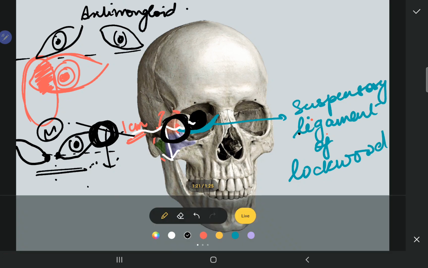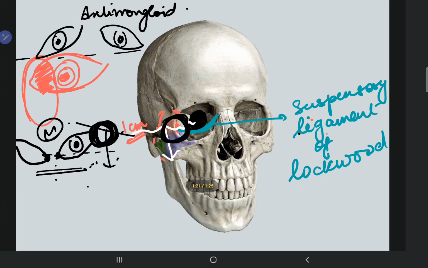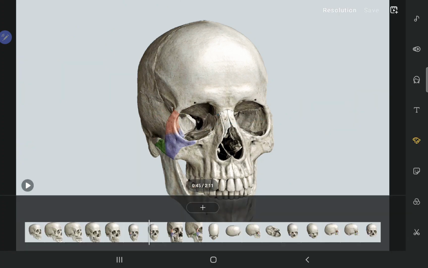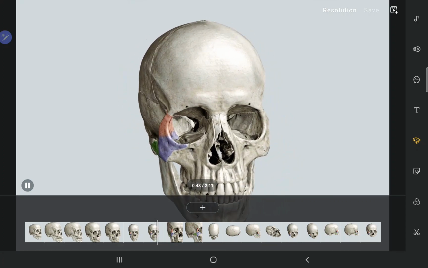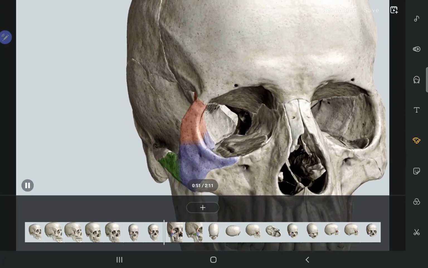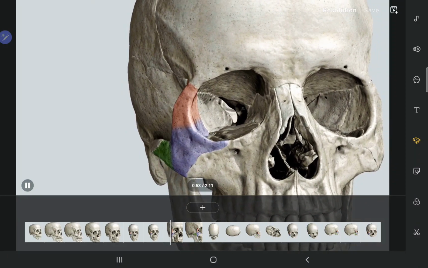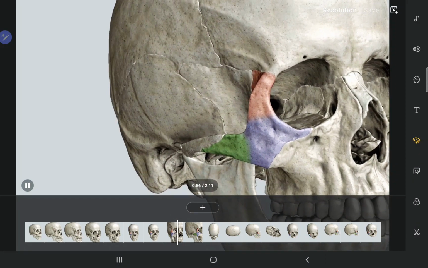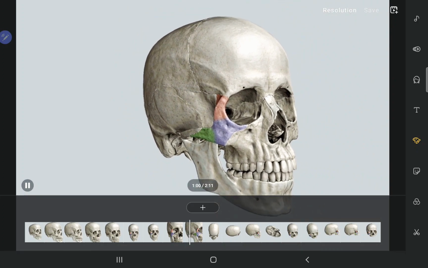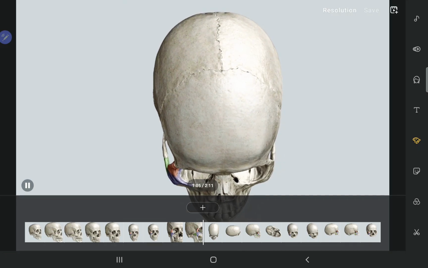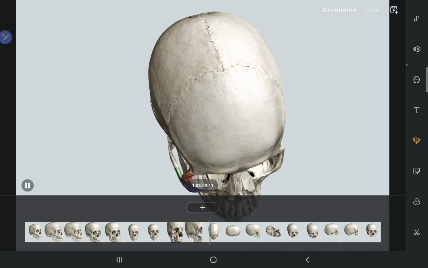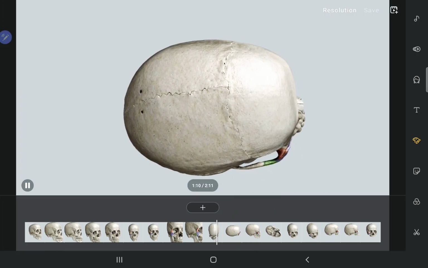So all these are the clinical features, guys, which we see are associated with the zygomaticomaxillary complex fracture. And why so? Because this zygomaticomaxillary complex fracture is associated with the orbital floor fracture. And since there is an orbital floor fracture, especially on the lateral wall of the orbit, there is injury to the suspensory ligament of Lockwood, and the whole of the lateral canthus is displaced downward, and because of that we see that there is an anti-mongoloid slant.